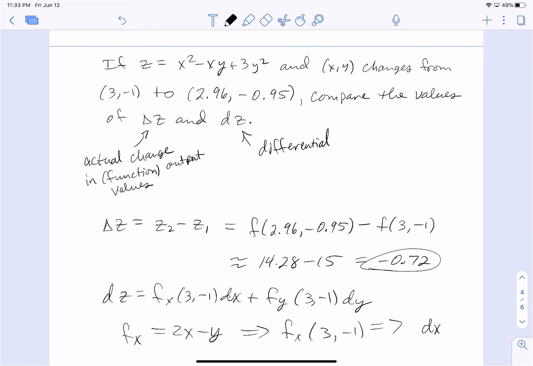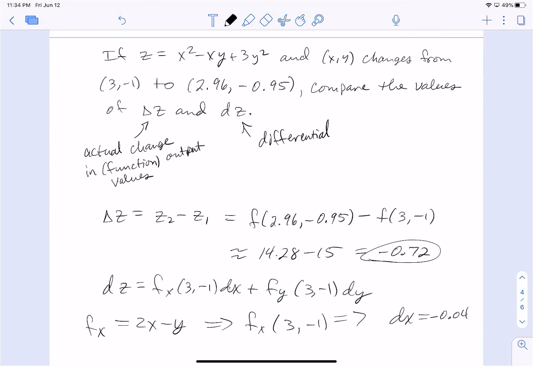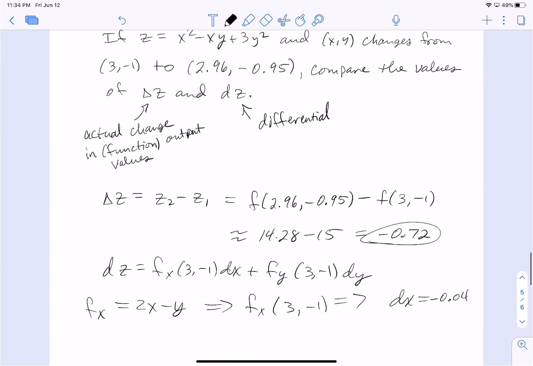dx is the difference in the x values. I think I flashed on the wrong thing over here. It's 2.96 minus 3, and so -0.04. And I shouldn't have tried to squeeze that in there. Anyway, the partial of f with respect to y is negative x plus 6y, which means that the partial of f with respect to y at (3, -1) is equal to -9. dy is -0.95 minus -1, and so dy is 0.05.